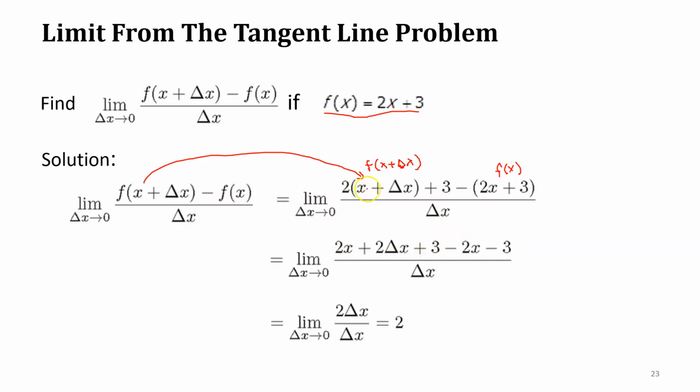Then you can expand this: 2x plus 2 delta x plus 3, and then this one you just open the bracket and solve it. Okay, this one you can cancel out, this one can cancel out, this one can cancel. Then the only thing remaining is 2 delta x over delta x. Since 2 delta x divided by delta x, you get only 2. So this is the answer. Okay, that one is the limit from the tangent line problem.